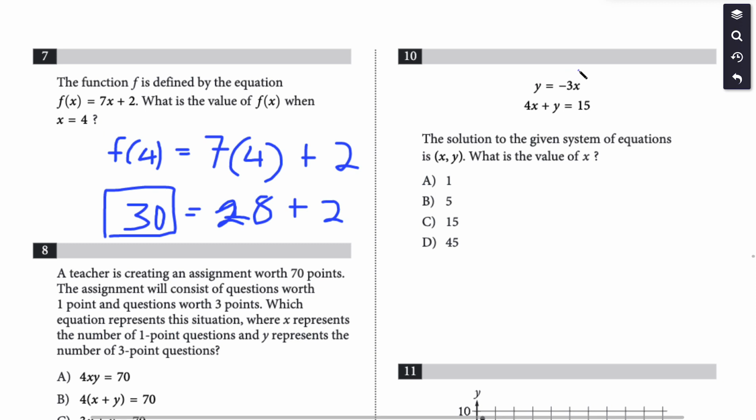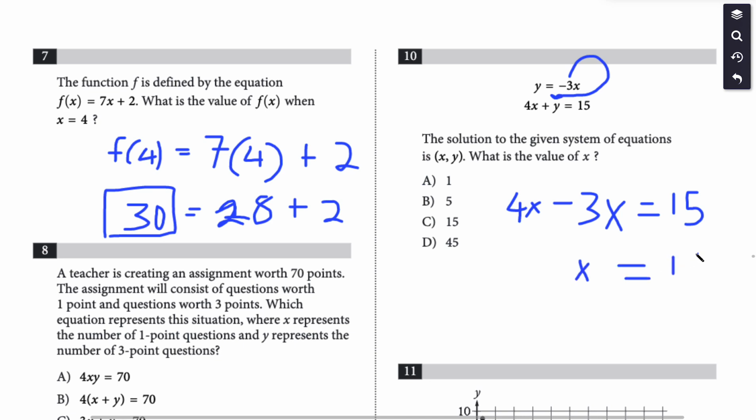Y is equal to negative 3x. So we could just take this negative 3x and plug it in for this y here and see what we get, right? So we can rewrite this as 4x minus 3x, because y is equal to negative 3x, should be equal to 15. And then we simplify from there. These are like terms, so we can do the subtraction. 4x minus 3x should be x. So we're left with x is equal to 15. So the answer should be C.